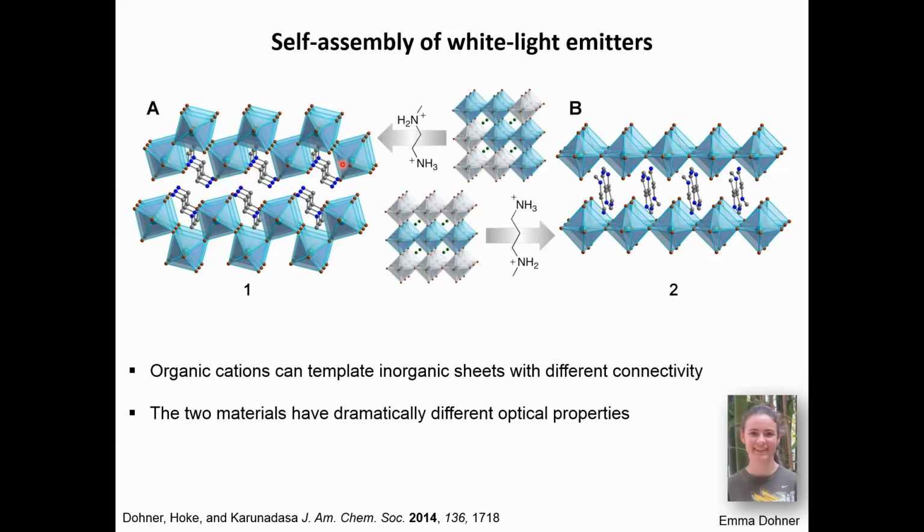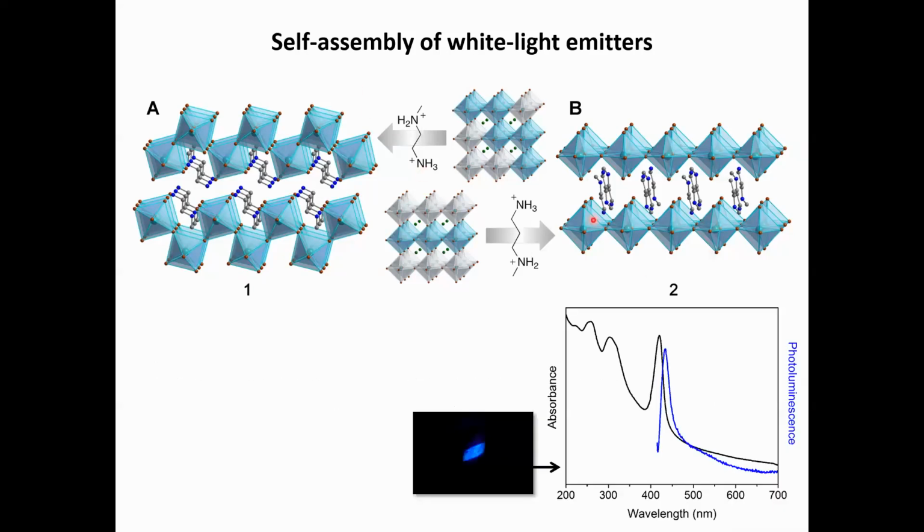This particular structure wasn't new. There were other examples of other metals with this exact sheet. And we thought it would be interesting to just compare the optical properties of the two materials. So the flat sheet behaves exactly the way we expect it to behave. 2D perovskites with lead in the center and bromine in the corner. These materials are known to be blue emitters.